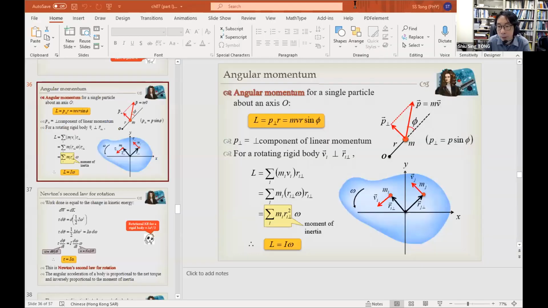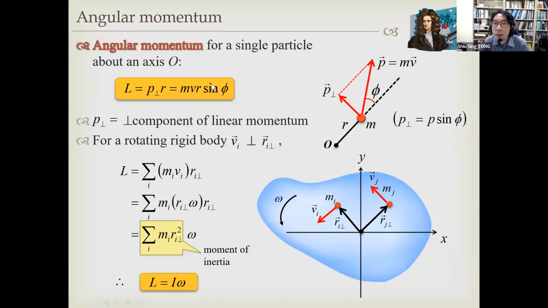I want to go back to have you remember what we learned in part 1, because this is quite a long time ago. So I would have you remember this. How do you define the angular momentum of a single particle?